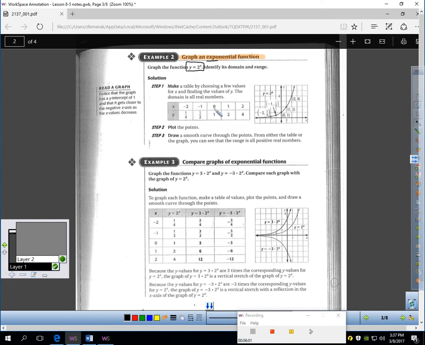Y equals 2 to the x power. You'd make a table and plot the points, and you can see that's happening here. Start low when x is negative, pass the y-axis, and then explode upwards.